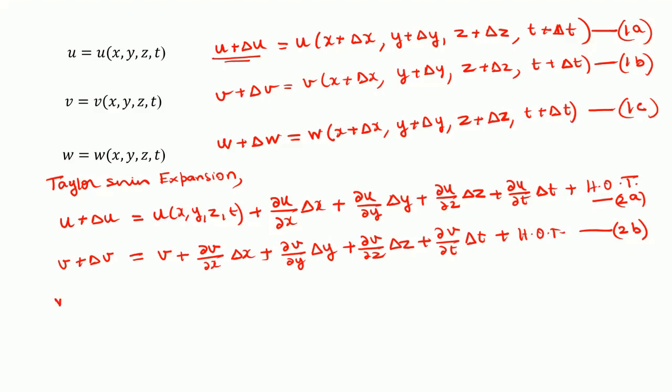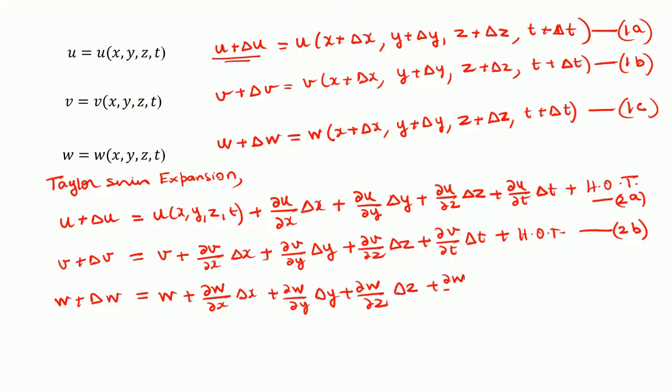Then similarly w plus delta w. This w plus delta w can be w plus dou w by dou x into delta x plus dou w by dou y into delta y plus dou w by dou z into delta z plus dou w by dou t into delta t, plus the higher order terms, which are going to be neglected because they are very small. Now we have u plus delta u in terms of this one.